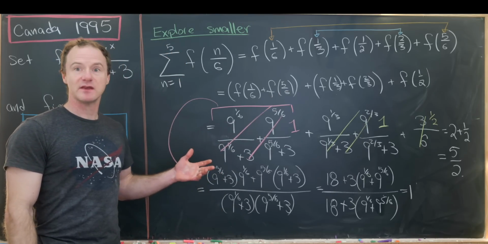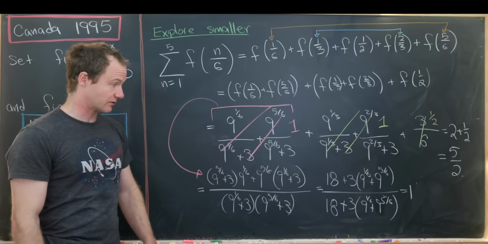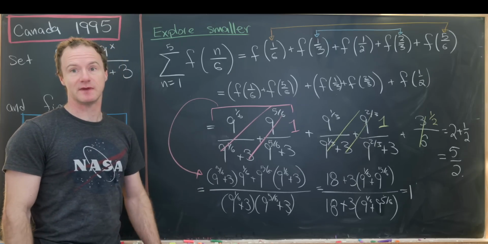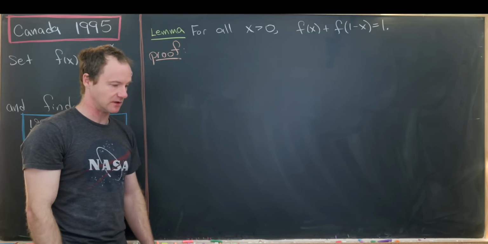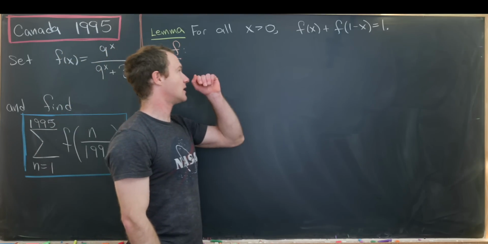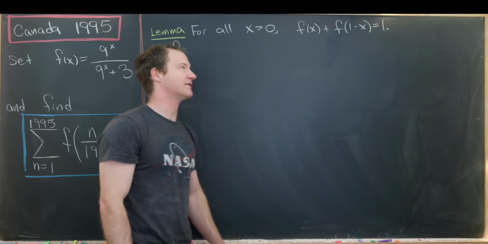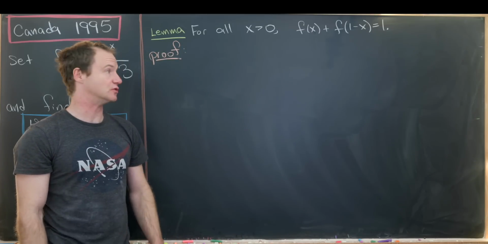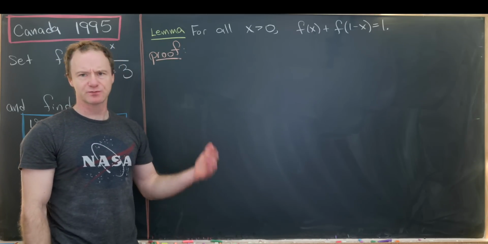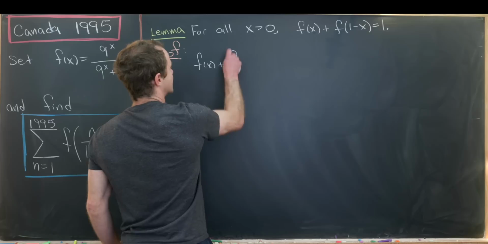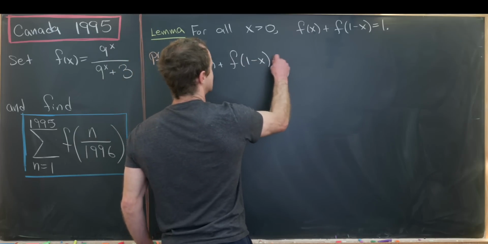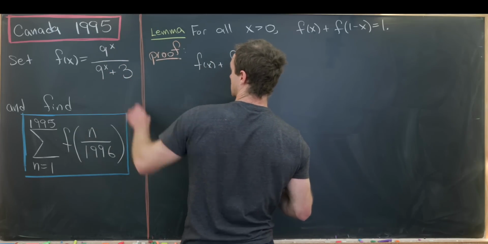And so let's maybe prove that lemma in general, and then we'll jump into the main solution. On the last board, we gained some data for the truth of the following lemma. And that is, for all x bigger than 0, f of x plus f of 1 minus x was equal to 1. And so let's prove that in general. So let's just start with our f of x plus f of 1 minus x. Then we'll expand that in terms of our function.